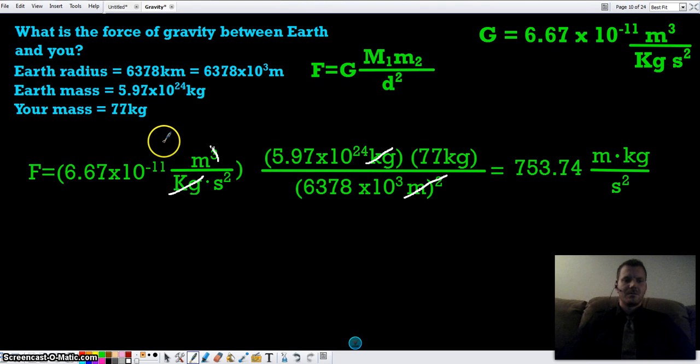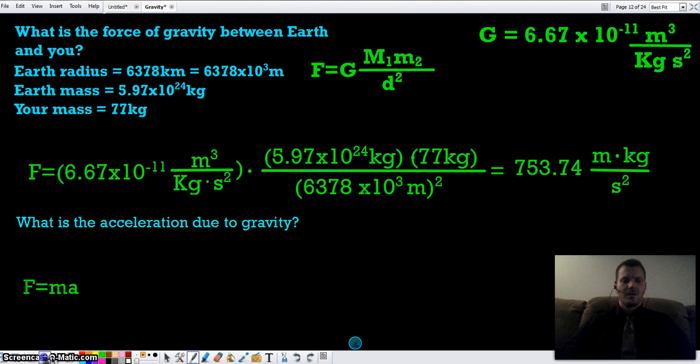But what about the acceleration? Because we're not so concerned with the force. What we really want to know is what is the acceleration. So we can use an equation that we're all familiar with, Newton's second law. Force is equal to mass times acceleration. If we rearrange this a little bit to solve for acceleration, for the a, we divide both sides by m, and we get a is equal to, or acceleration is equal to force divided by mass. Okay?